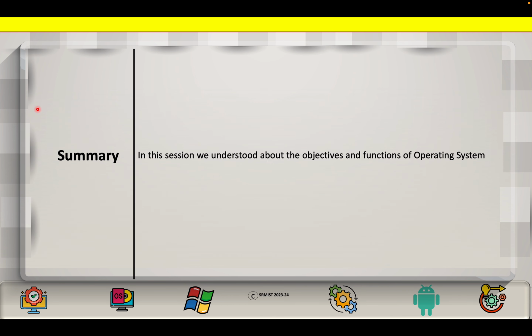So in this session we understood what an operating system is, and the objectives and functions of the operating system.